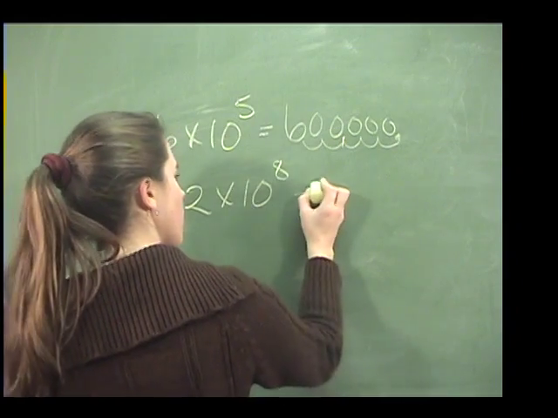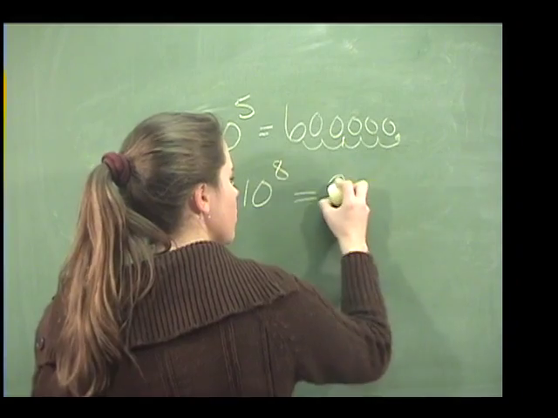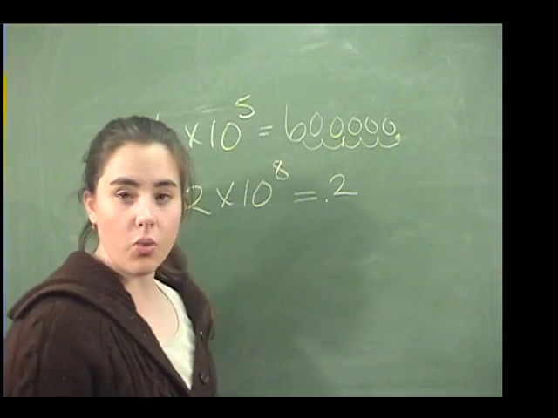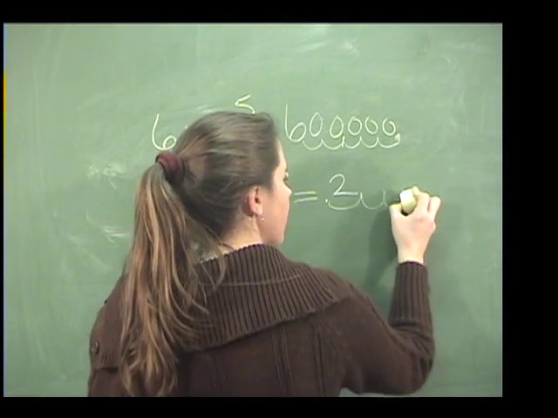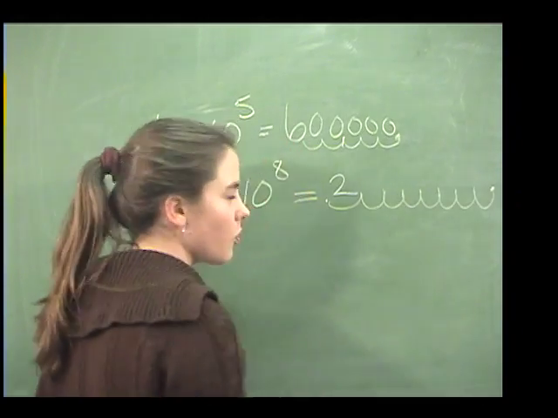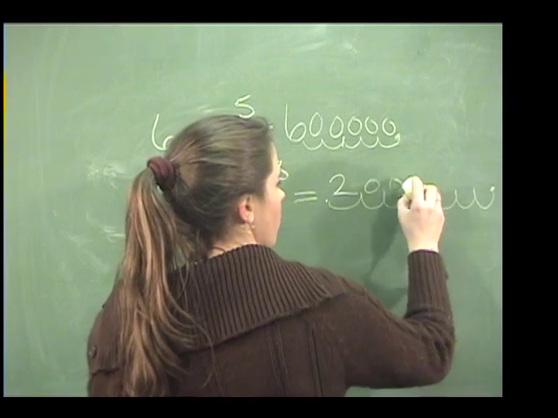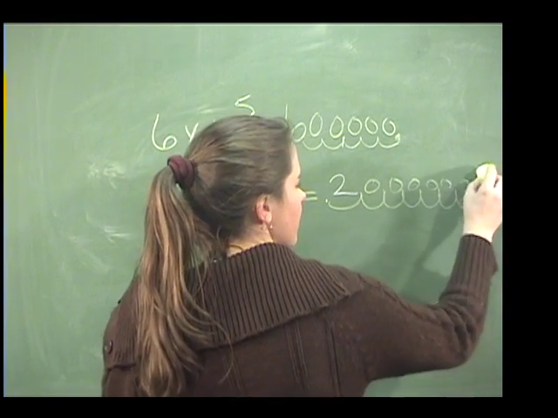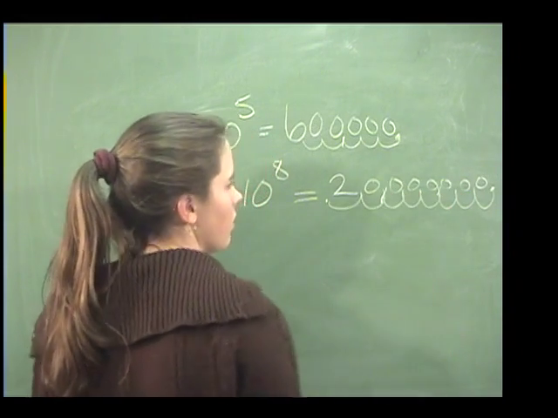Number 2. You have 0.2 times 10 to the 8th. You start with 0.2 and move the decimal place to the right 8 spaces. 1, 2, 3, 4, 5, 6, 7, 8. Place your decimal point and fill in the extra spaces with zeros. 1, 2, 3, 4, 5, 6, 7, and you now have 20 million.